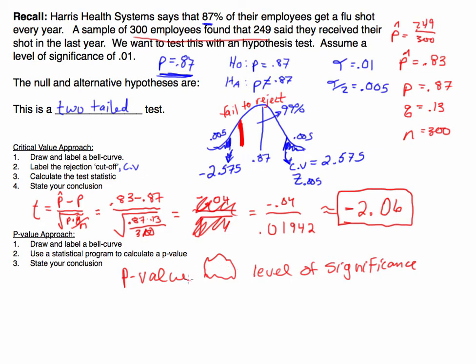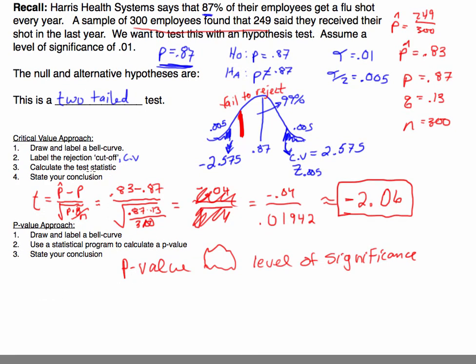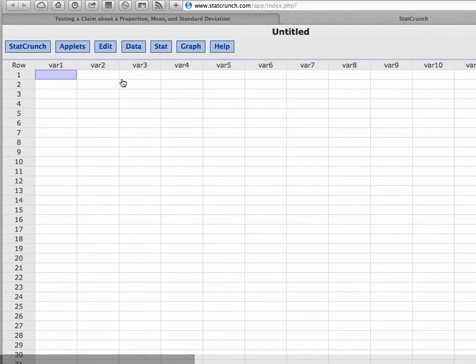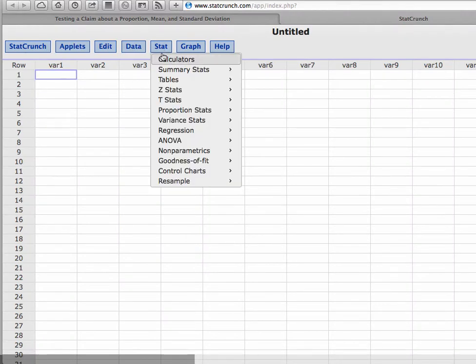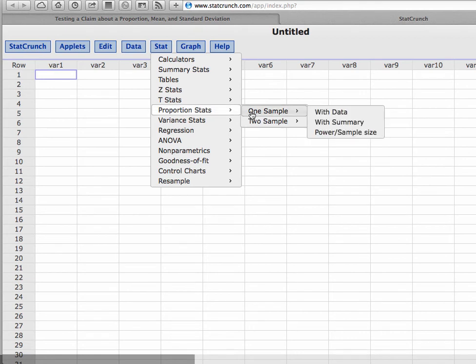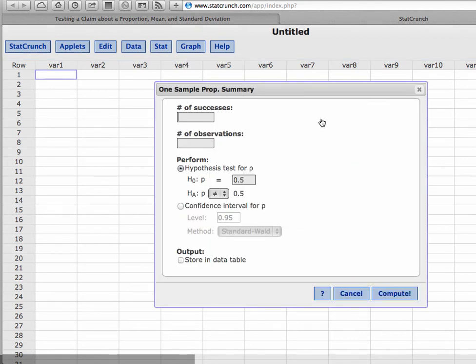So let's go ahead and calculate the p-value, and we're going to use StatCrunch for this. I'm going to open up StatCrunch and type in the information. So here's StatCrunch. I'm going to go to Stat, calculating a proportion stat, one sample with summary. My number of successes in this case was 249 out of 300 observations. That's my sample information. I'm not doing a confidence interval, I'm performing a hypothesis test where the null hypothesis is that the hypothesized proportion is 0.87 versus the alternative that it's not equal to. From there, you just hit compute.